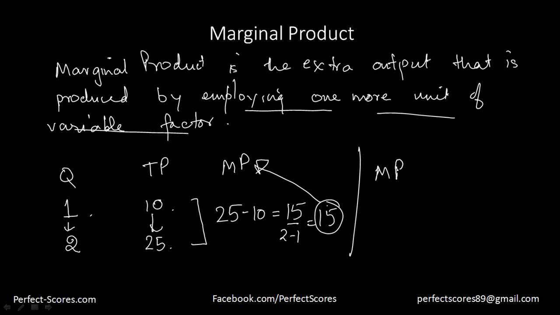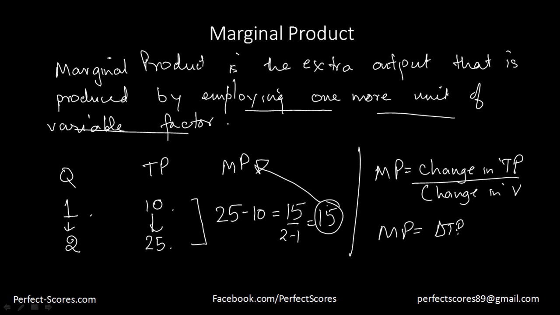So marginal product is nothing but the change in the total product divided by the change in the variable factor. So that is what marginal product is. I suppose you're understanding this point over here.